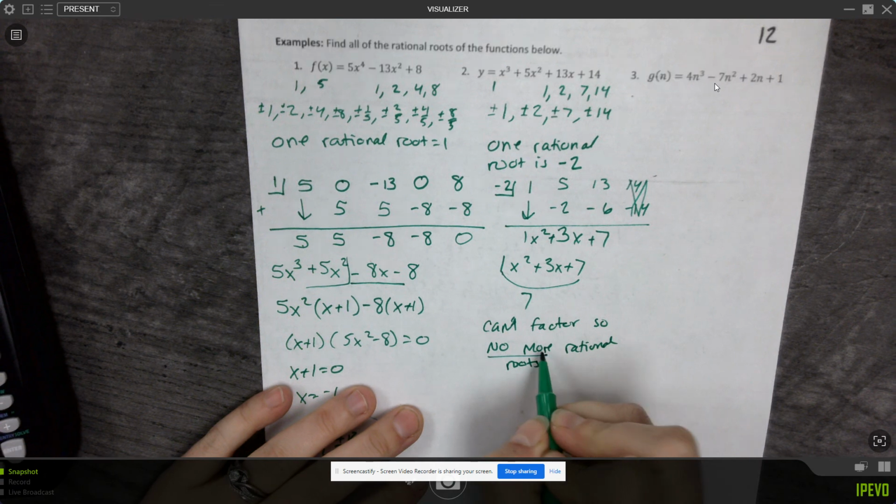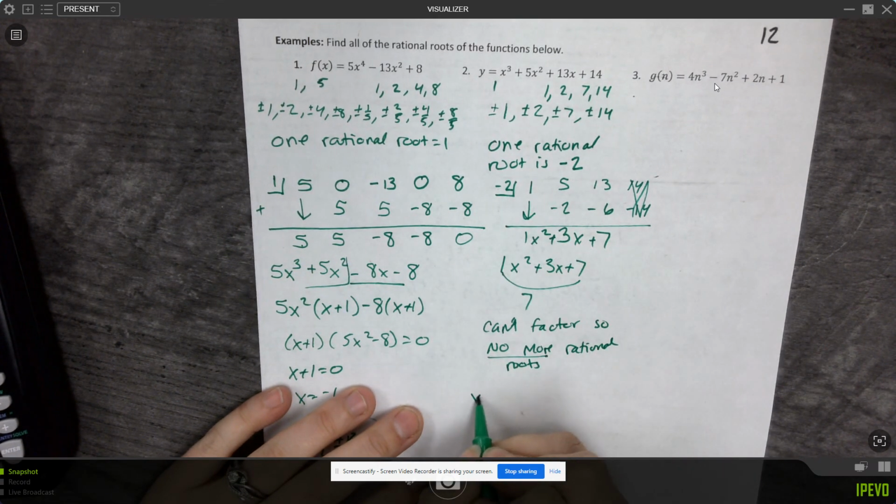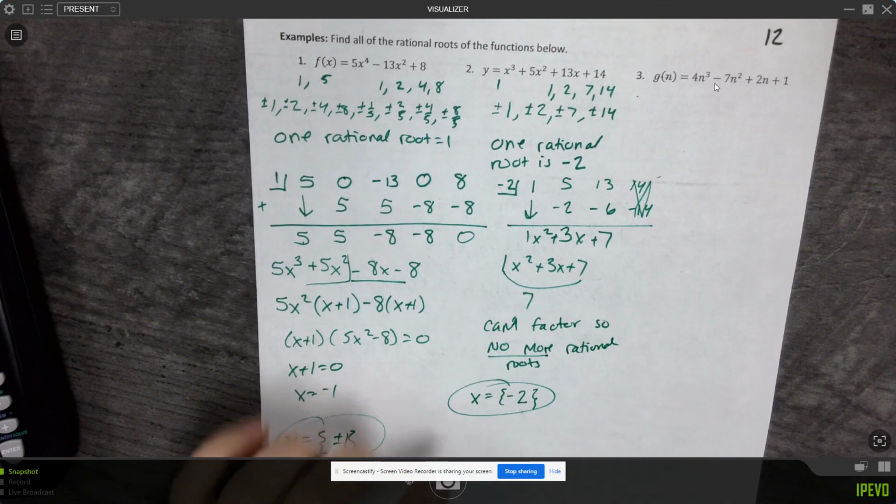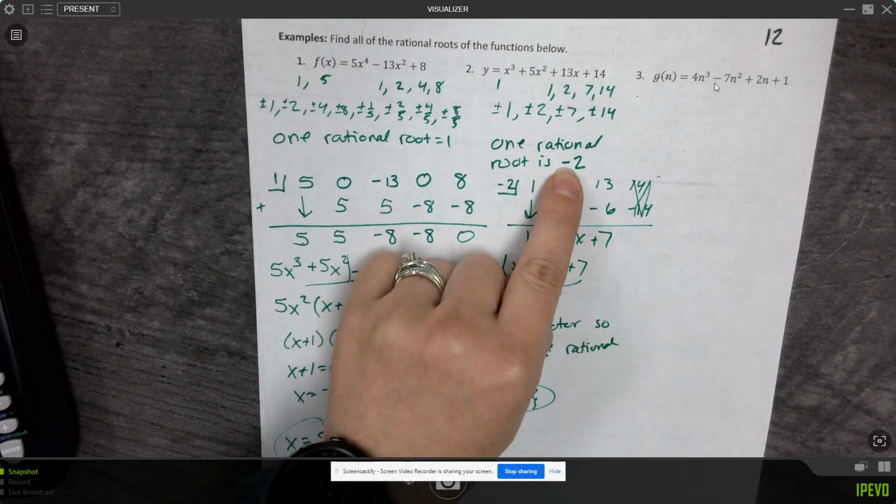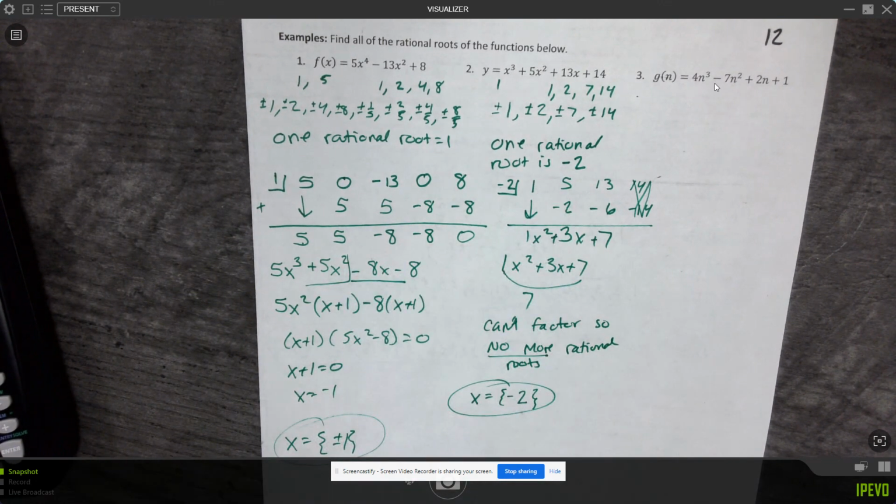No more, but I did have one. So my rational roots are just x equals -2. Notice, it is not plus or minus 2. It is just -2, because only -2 worked. All right? Positive 2 is not a rational root, so it's only x equals -2.